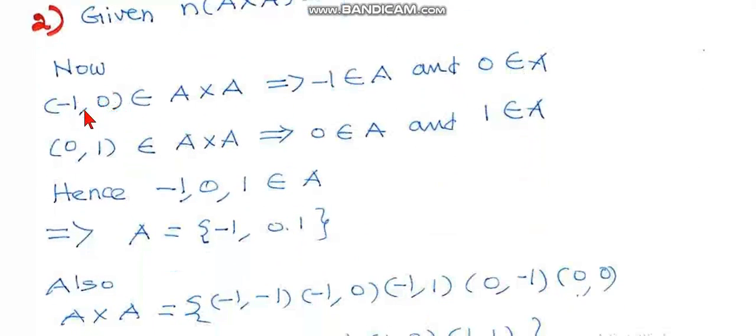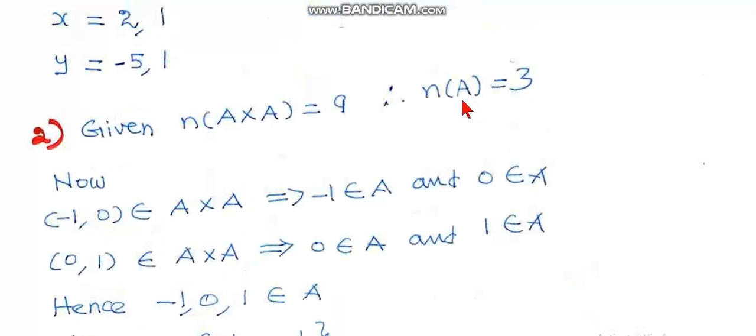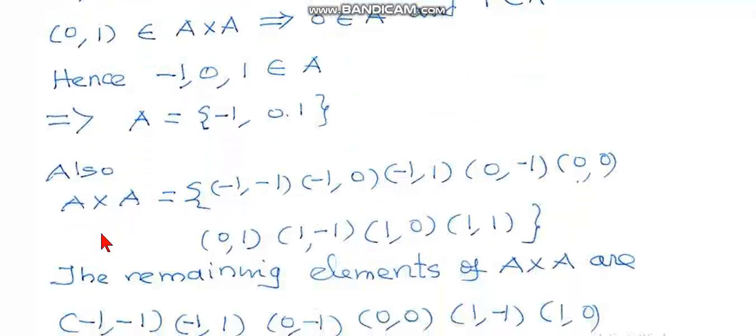Now it is given (minus 1, 0) belongs to A cross A. That means minus 1 belongs to A and 0 belongs to A. Similarly, (0, 1) belongs to A cross A. That implies 0 belongs to A and 1 belongs to A. Hence minus 1, 0, 1 they belong to A. So the set A can only be {minus 1, 0, 1}, because there are only 3 elements in A that we have concluded earlier. Now A cross A can be written down as usual.